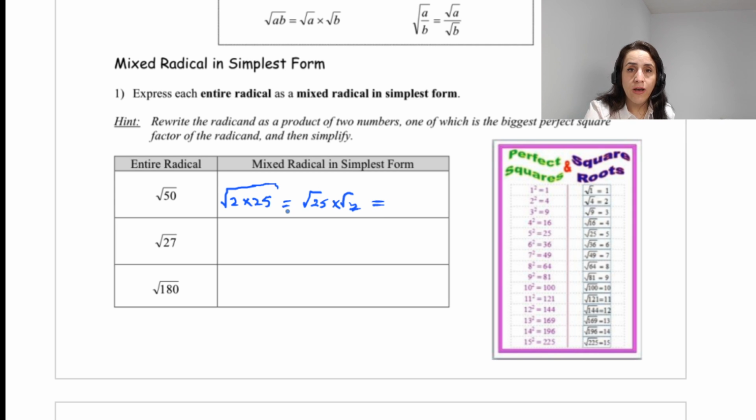Radical 25 is a perfect square radical, so I can take it out. It's going to be 5, but for radical 2 I can't do anything. It will stay under the radical. Then it's going to be 5 radical 2. Let's see if you can do the next one. For radical 27, what can you write down? Yeah, you are correct. 9 times 3.